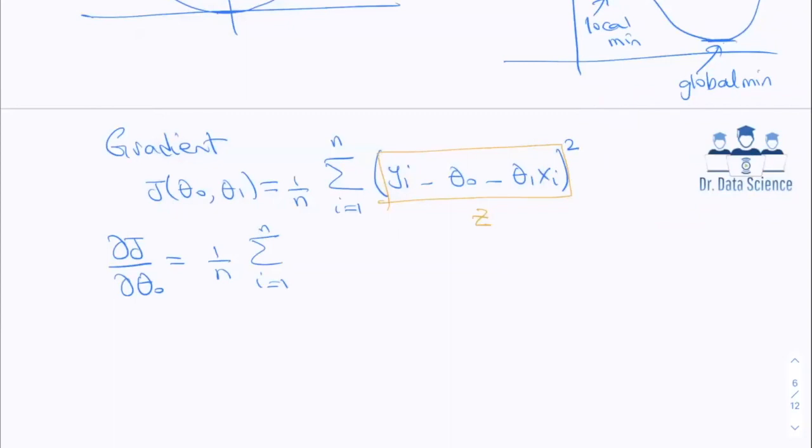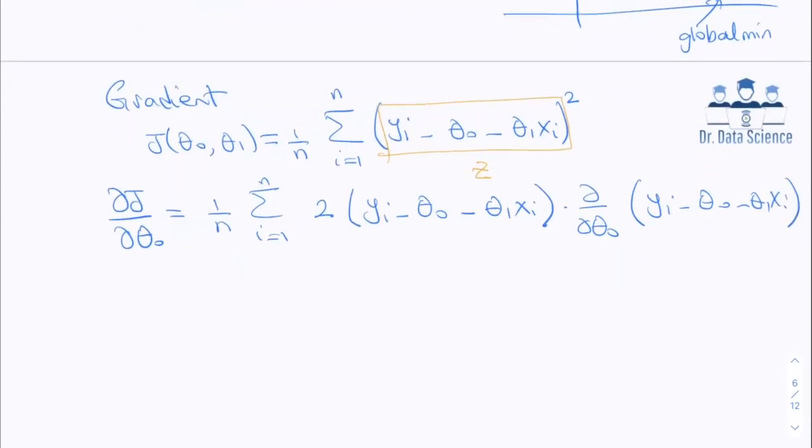And here we have z squared. So the derivative of z squared is 2 times z. And remember that z is equal to yi minus theta 0 minus theta 1 xi. And now we have the partial derivative with respect to theta 0. So that's the chain rule.